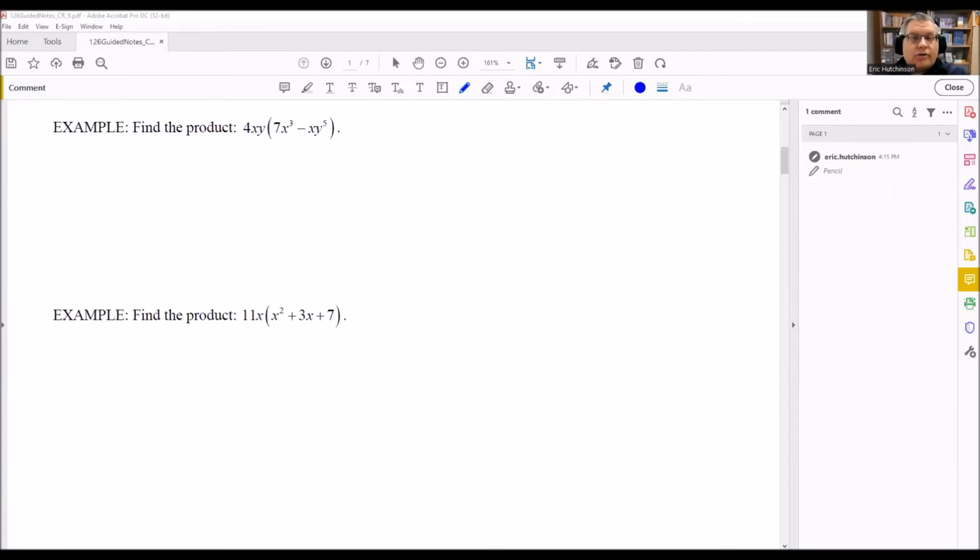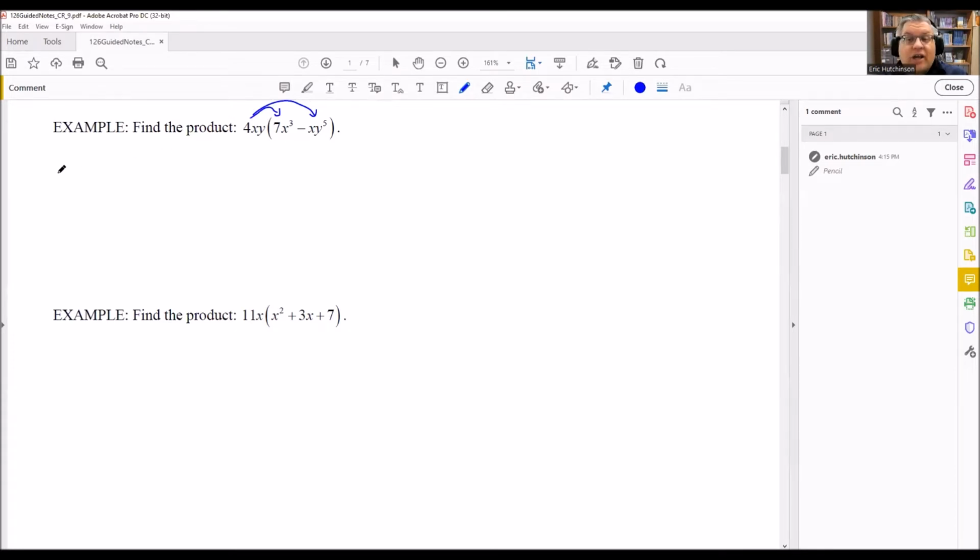We're now going to use the distributive property on these next problems. We have a minus sign and plus signs inside, so whenever you see that, it's going to be different than just straight multiplication. We're going to use the distributive property, which means we multiply the first thing times 7x cubed, and we multiply the first thing times the second term that we have here. So we're using, again, the distributive property.